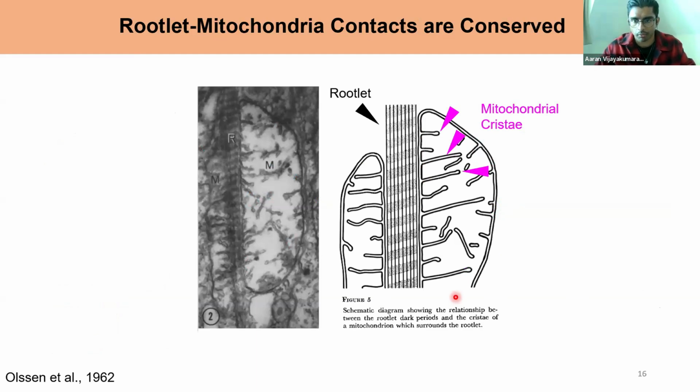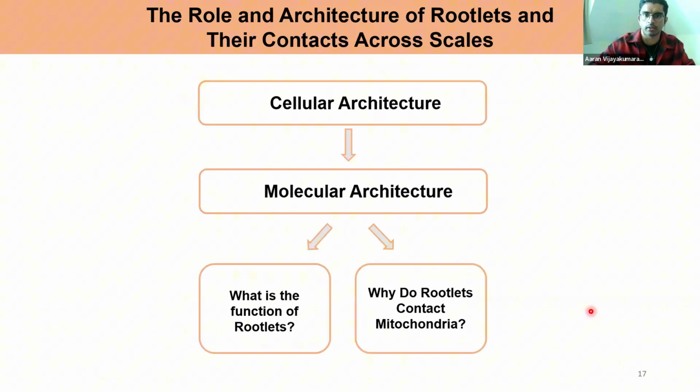Now, this interaction between the mitochondria and the rootlets was shown over 60 years ago in marine animals. However, this is the first time it has been shown in human airway cells. Nonetheless, what this observation shows us is that this is a conserved organelle cytoskeletal interaction. And this observation also led us to study the molecular and cellular architecture of the rootlets, utilizing a combination of advanced imaging technologies, and then understand how its architecture contributes to the function of rootlets and their contact with the mitochondria.